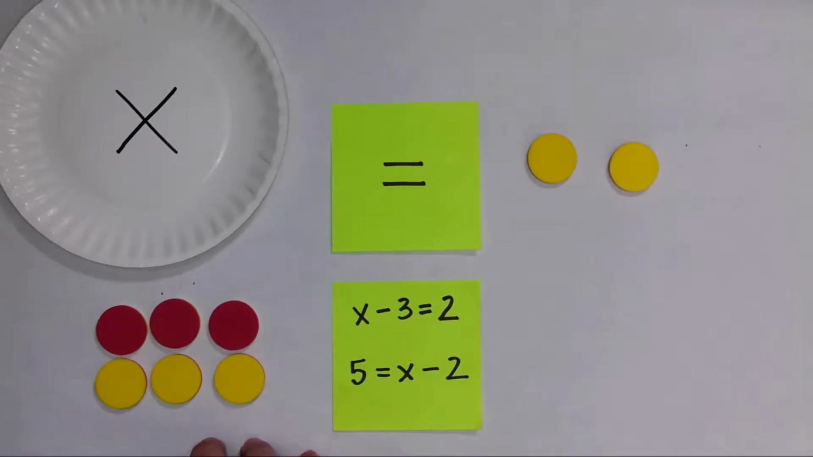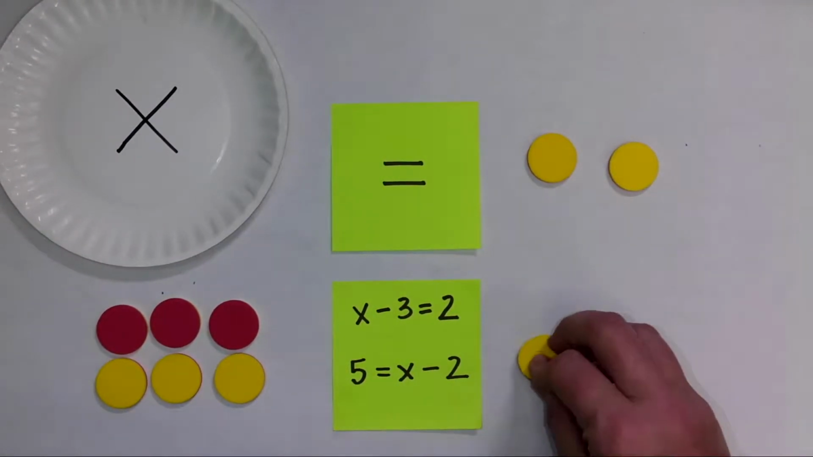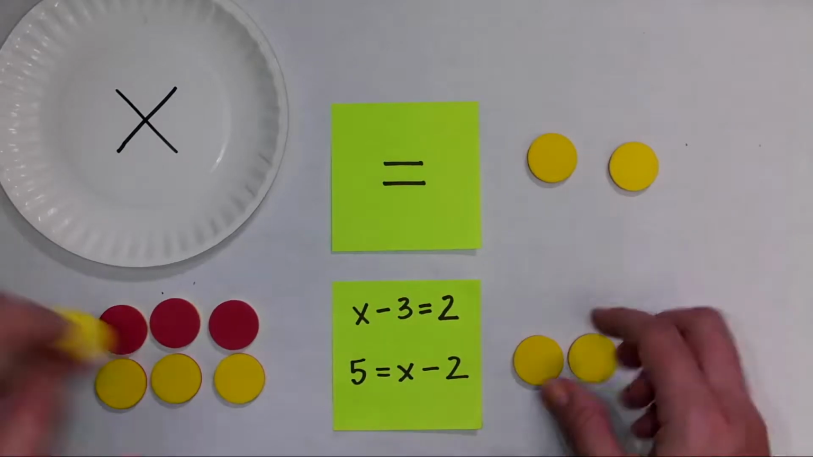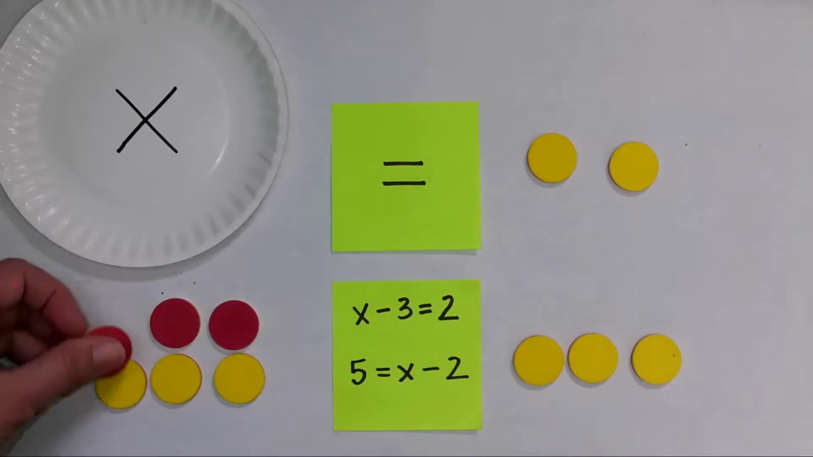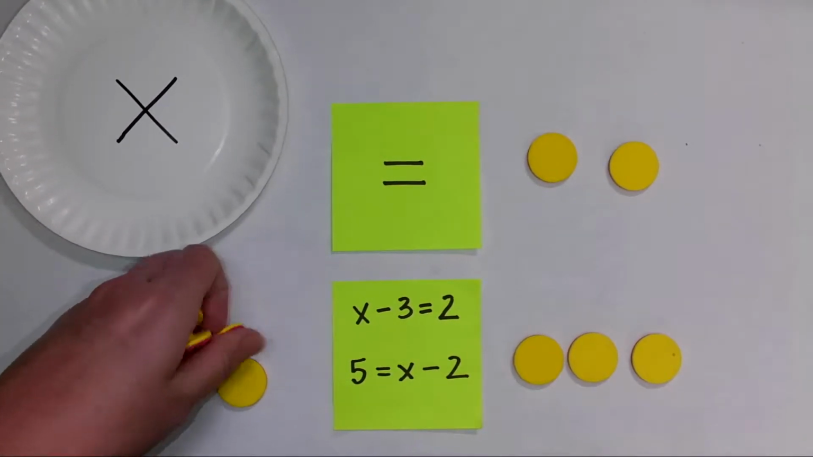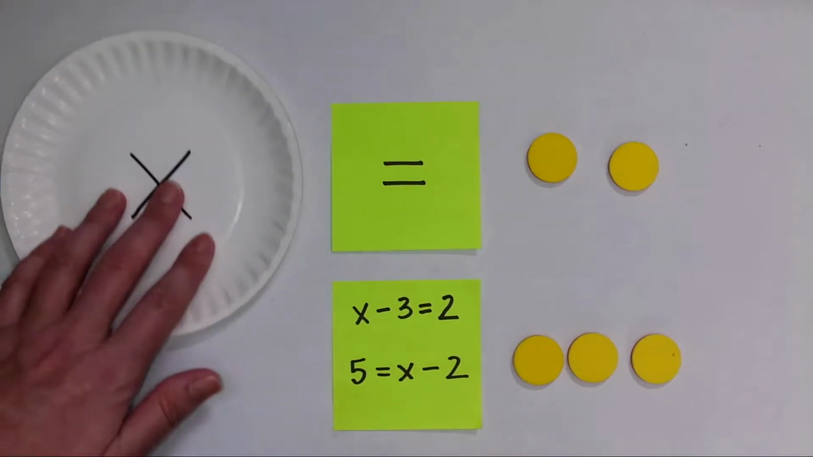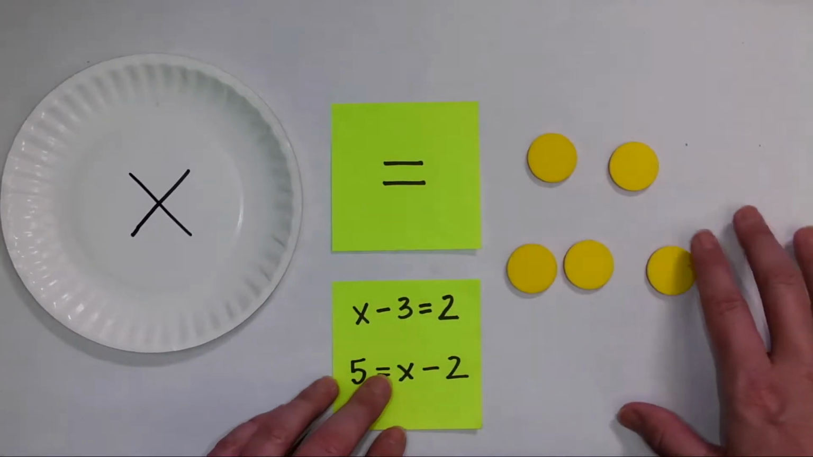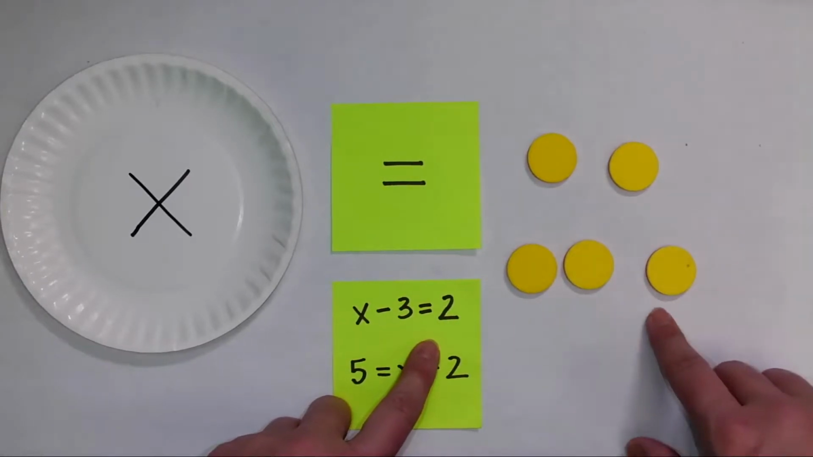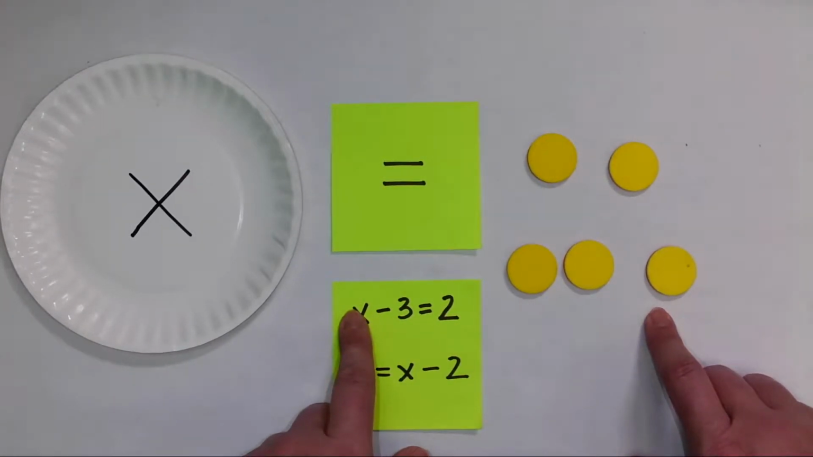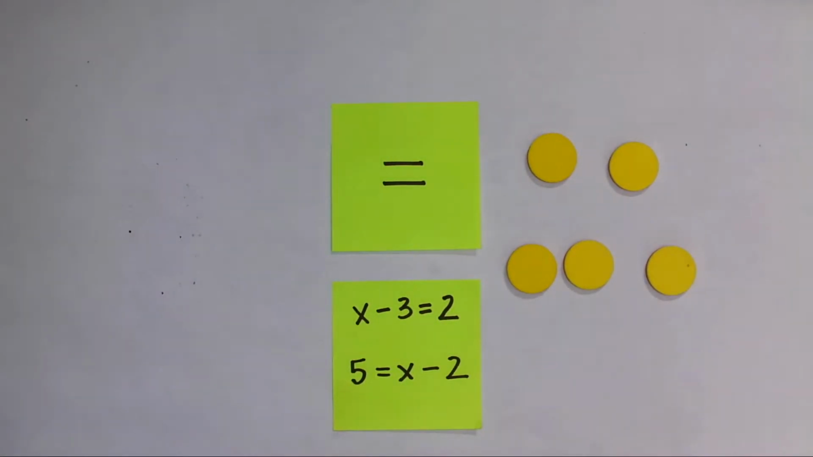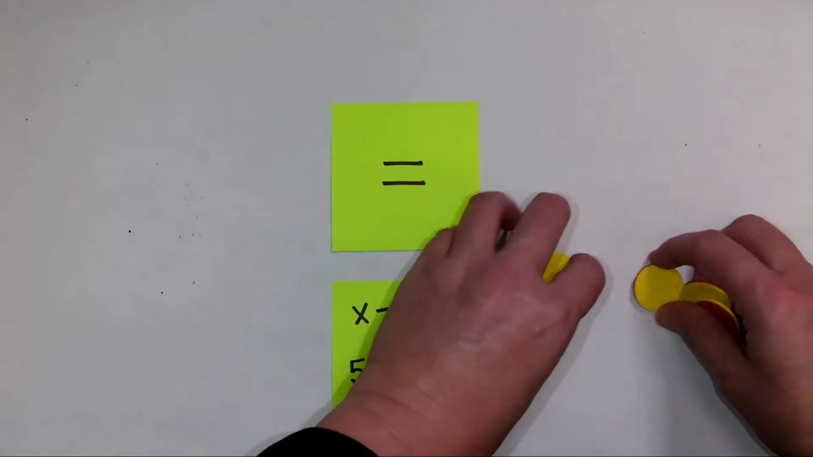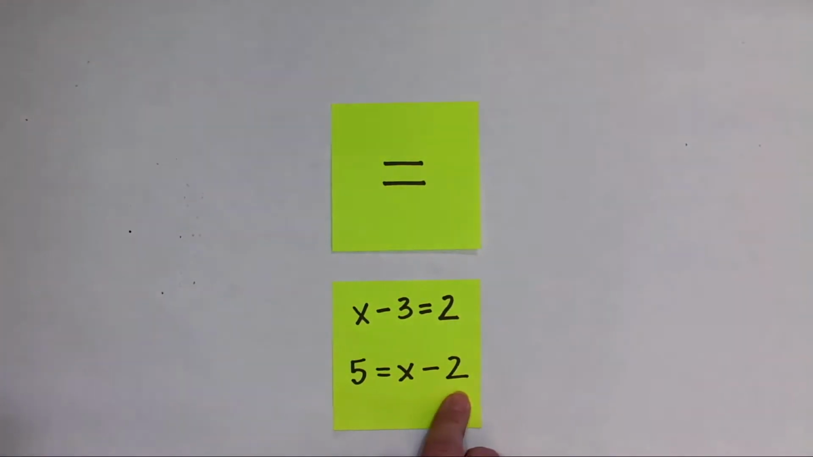But remember, whatever we do to one side of the equal sign, we have to do to the other. So if I brought in 3 positive on this side of the equal sign, I also have to do that to that side of the equal sign. So now let's go ahead and I'm going to remove my 0 pairs. Each of those equals 0. And so then we have x equals 5. So we solved this problem, x equals 5, and if I plug that back in, 5 minus 3 does equal 2. I'm going to go ahead and remove all of my manipulatives, and we're going to solve this next problem.